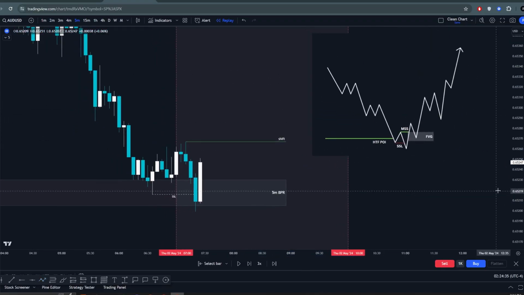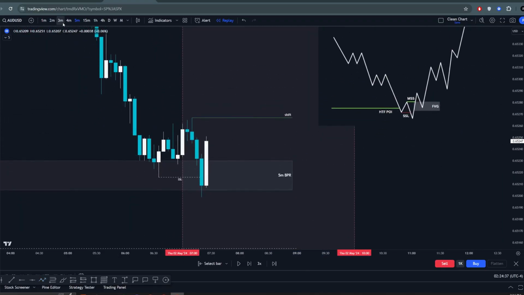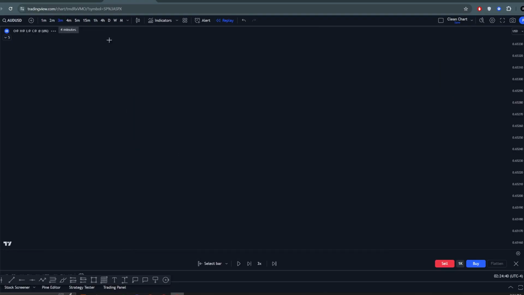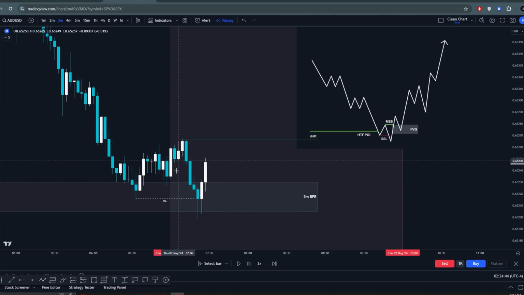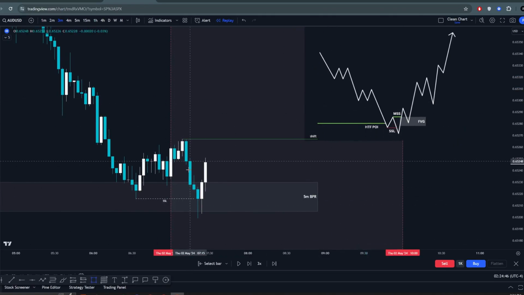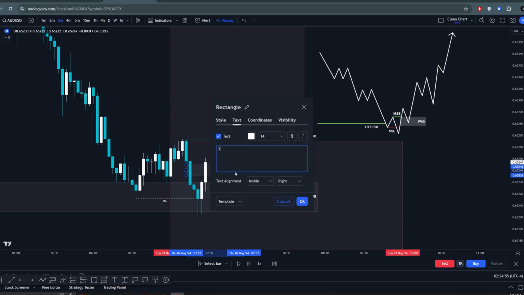Let's try to look at the 3-minute time frame if we can see any fair value gaps. Right here, we have a 3-minute fair value gap. Price already displaced above this 3-minute fair value gap. Now this 3-minute fair value gap is an inverse fair value gap.